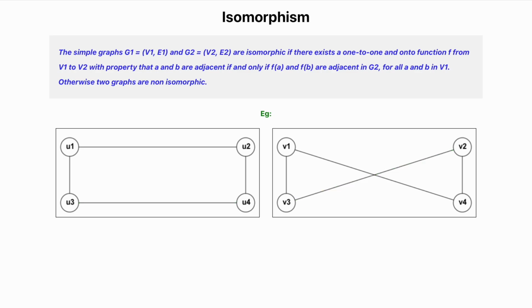For graphs to be isomorphic, they should have the same number of vertices, the same number of edges, and the degrees of vertices must be the same. Subgraphs with vertices of the same degree should be isomorphic. We can also verify by comparing the adjacency matrices of both graphs.